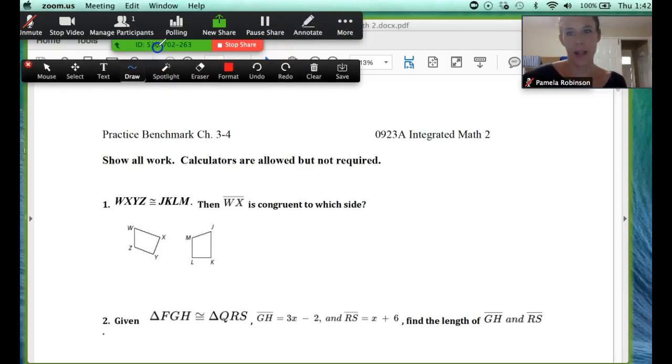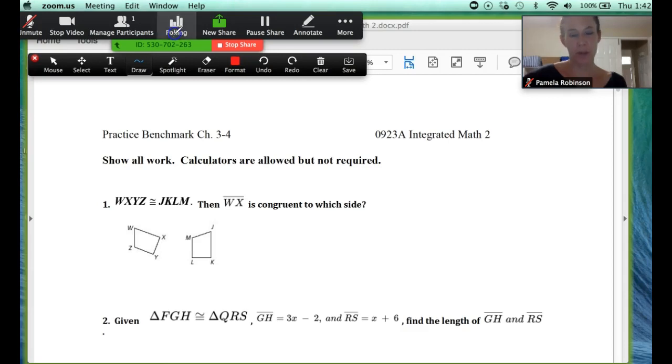I'm just going to work the practice benchmark for chapters 3 and 4 for you, so you can come here if you have any questions while you're working it. Normally we just have one chapter per benchmark, but this first one has two chapters per benchmark. So let's go ahead and work through them.